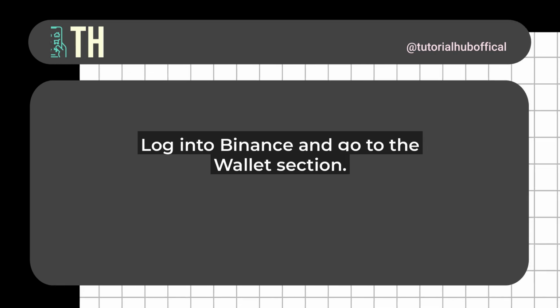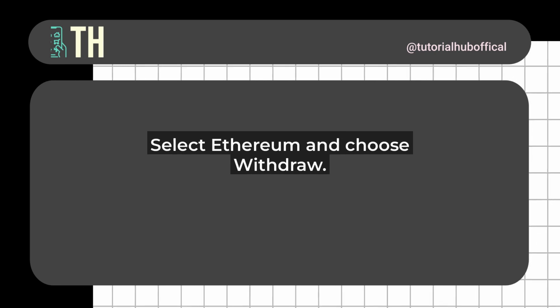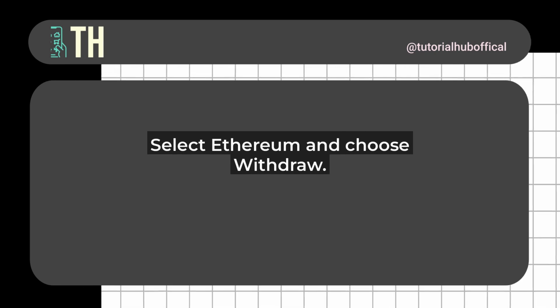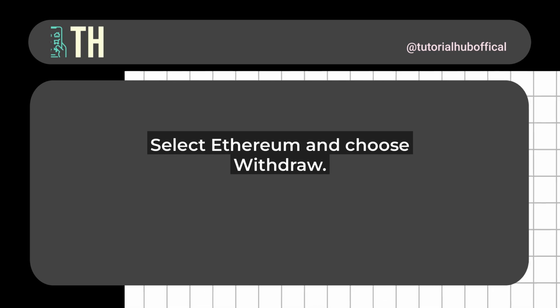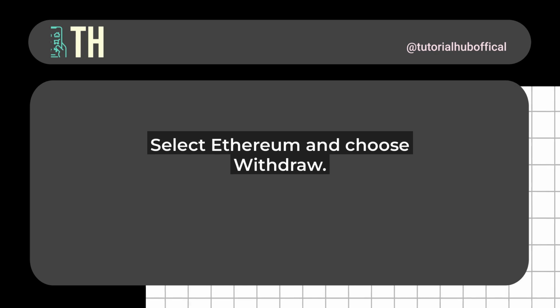Step 1. Open your Binance app or website and log in. Once you're in, navigate to the Wallet section and select Ethereum from your assets. This is where you'll initiate the transfer.